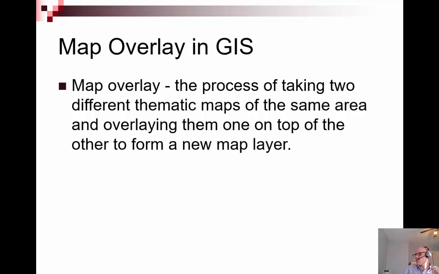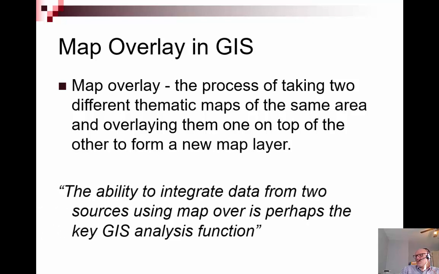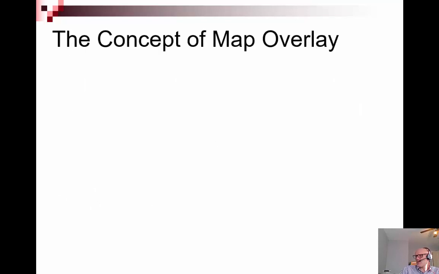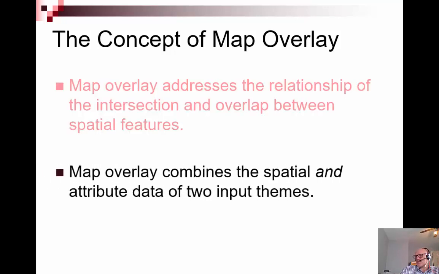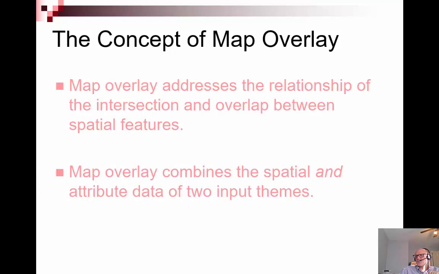So I will show a little bit of it in ArcGIS Online, but I really want us to focus on the Pro. But the ability to integrate data from two sources using map overlays is really a key analysis of GIS because it addresses the relationship between the spatial features and the attributes that exist between them.